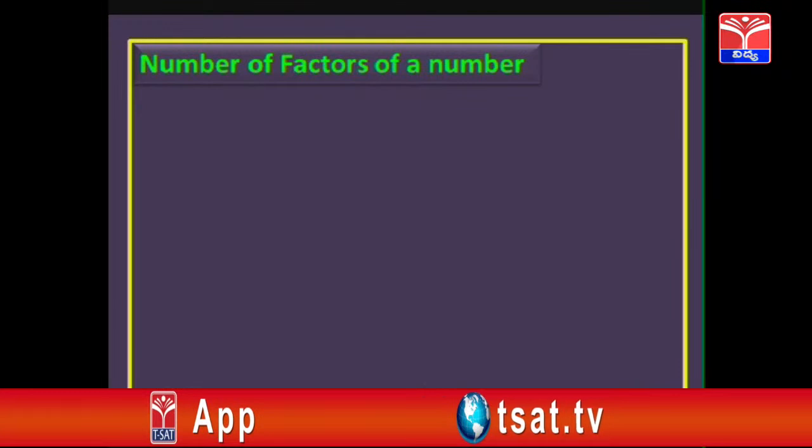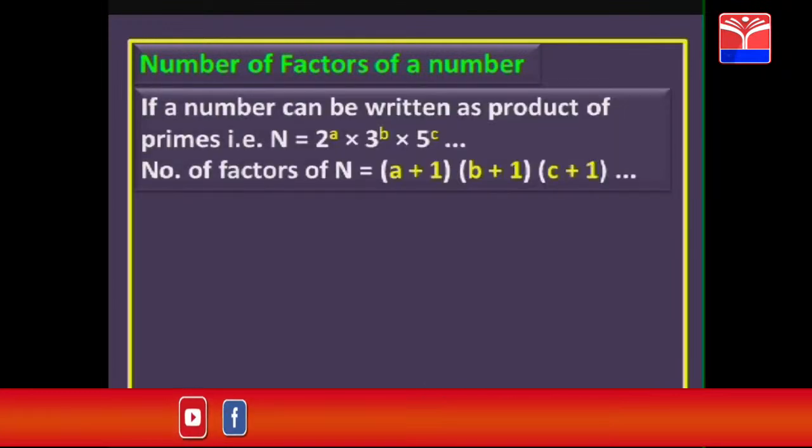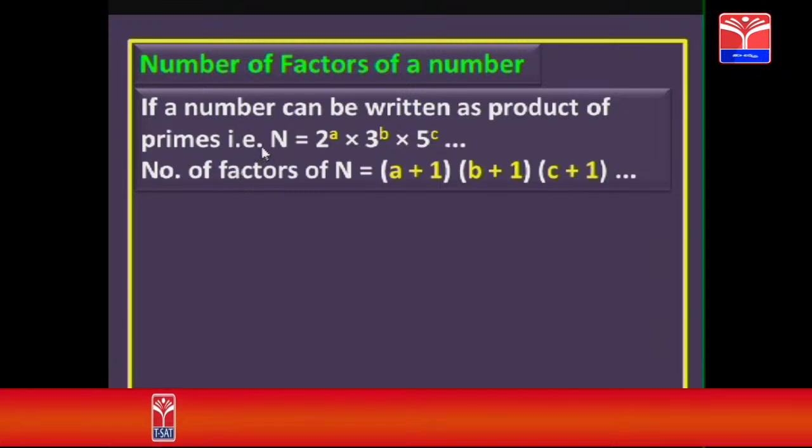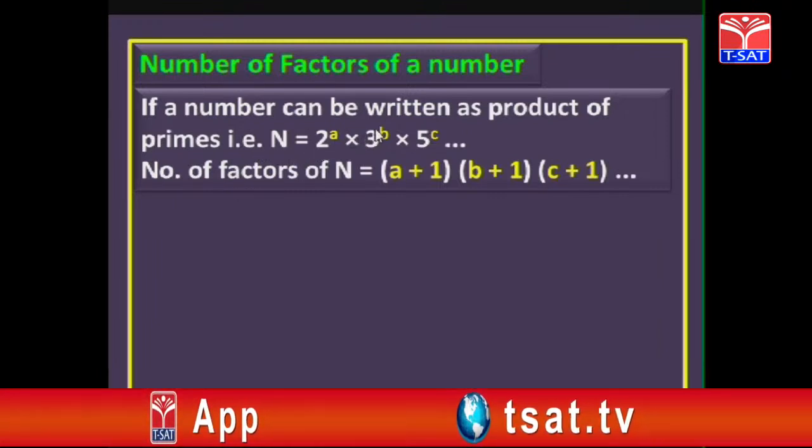Now, let us see the number of factors of a given number. If a number can be written as the product of primes, just now we have seen what primes are, right? Suppose a number is there, n. I am writing this number n as the product of prime numbers, that is 2 to the power of a into 3 to the power of b into 5 to the power of c and so on.